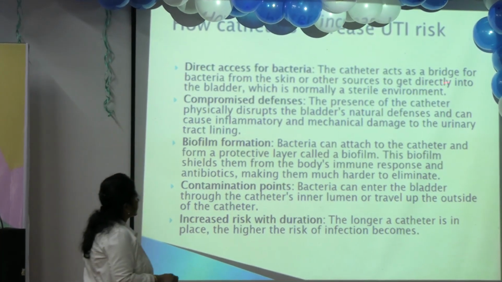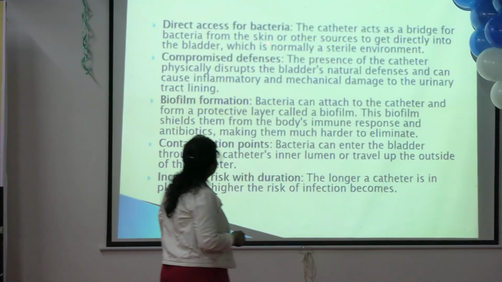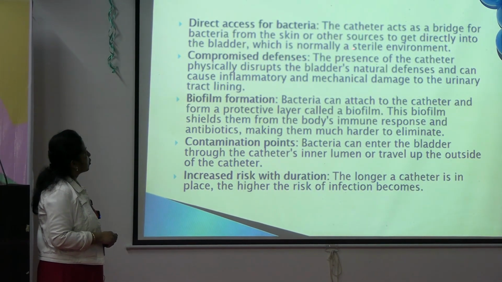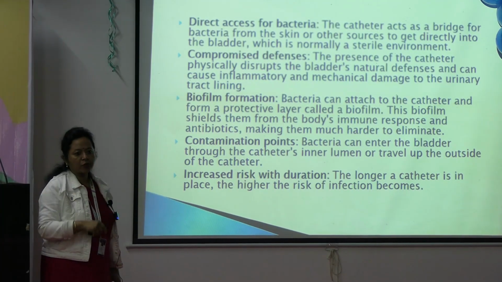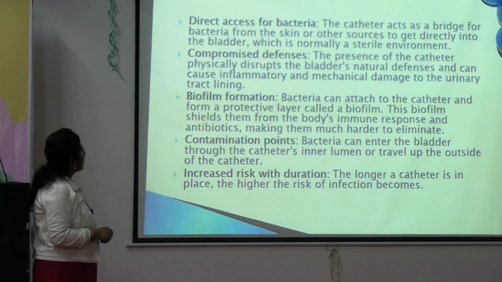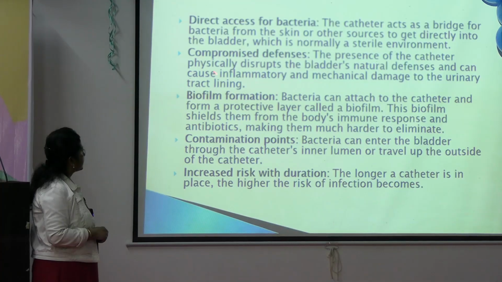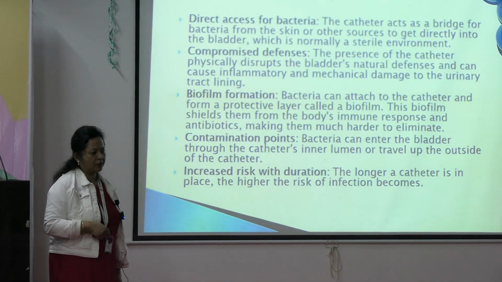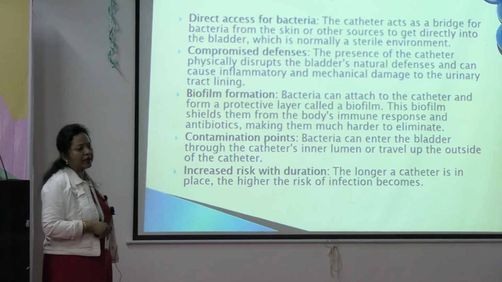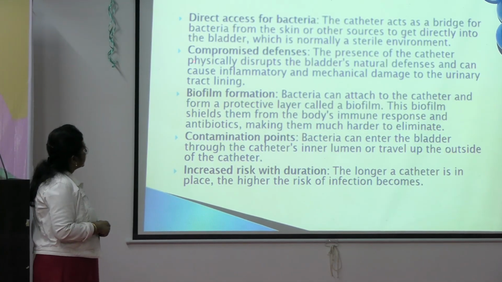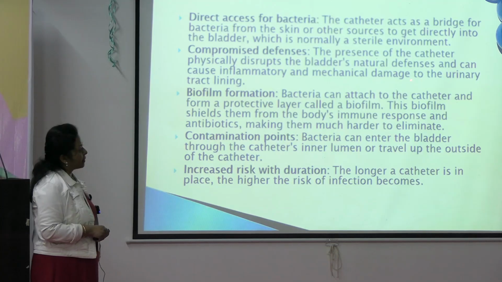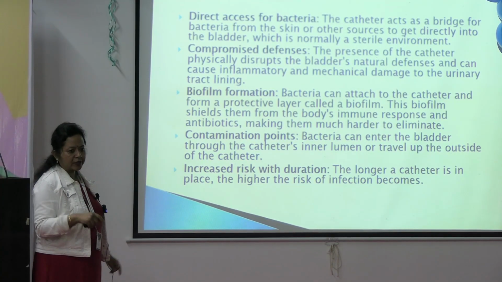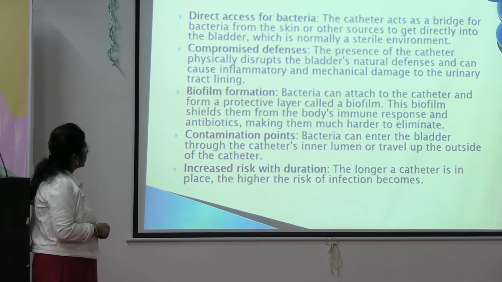So the catheter acts as a bridge for bacteria from the skin or other sources to get directly into the bladder, which is normally a sterile environment, which I already told you, right? Next is compromised defenses. The presence of the catheter physically disrupts the bladder's natural defenses. This is a foreign body after all, right? So it can easily be a nidus for infection and can cause inflammation and mechanical damage to the urinary tract lining. You can just write this down. Usually these are not in a book, so I found this very valuable.